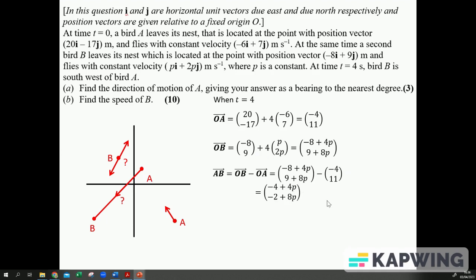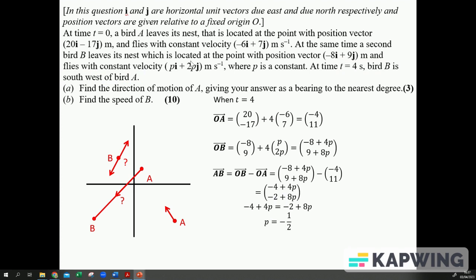And I simplify that. I get minus 4 plus 4p and minus 2 plus 8p. And like I say, this is going down at an angle of 45 degrees to the horizontal. So these two components must be the same. I can write minus 4 plus 4p equals minus 2 plus 8p. If I solve that, I get p is equal to minus a half.